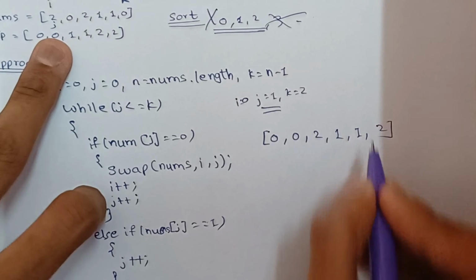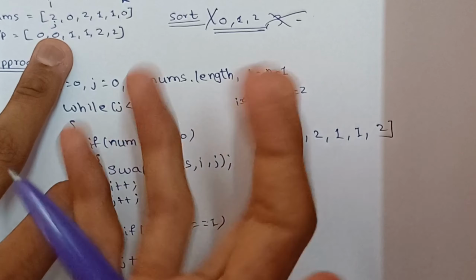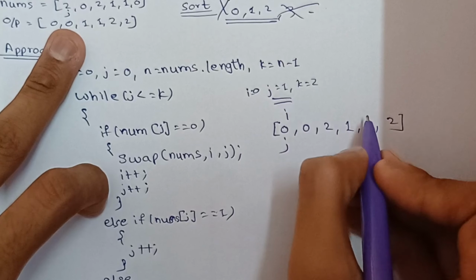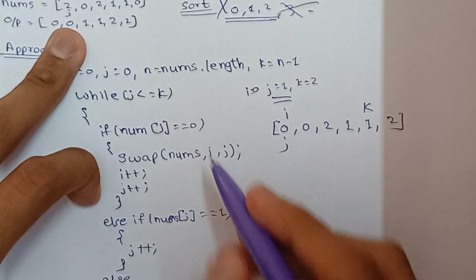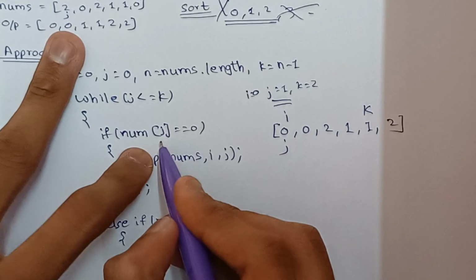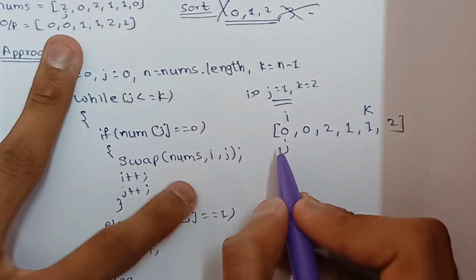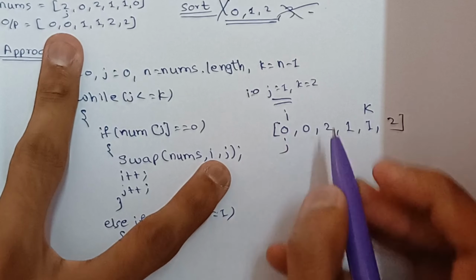go at last. I and j will not cause any issue, and k will be decremented by 1, so k will come here. Now once again we will run the loop. Now nums of j equal to 0? Yes, now it is 0. Then we have to swap the I and j.